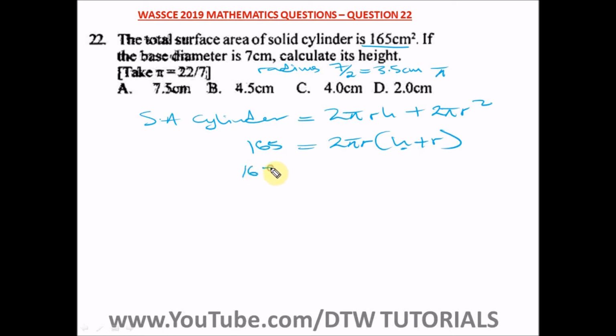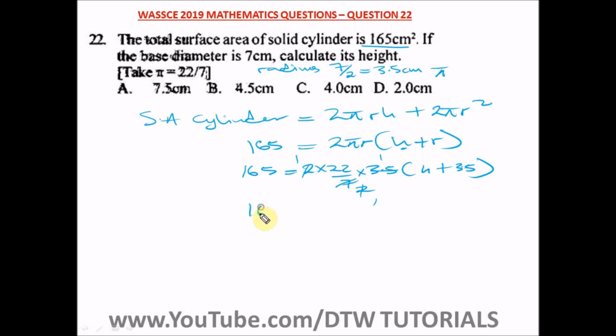So we have 165 equals 2, we know our pi as 22 over 7, times our radius 3.5, times h plus 3.5. From here, 3.5 can go into 7 two times, so 1 and 1 remain. So we're left with 22 and 3.5.